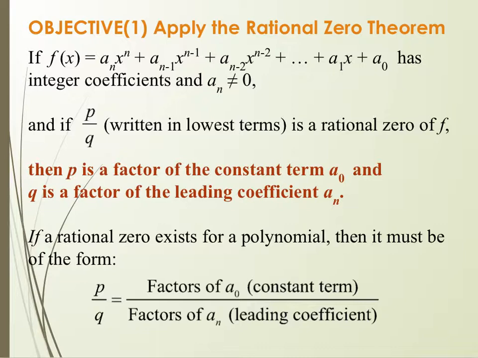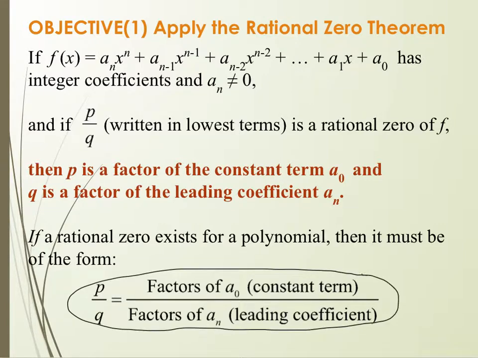then p is a factor of the constant term a_0, the last term, and q is a factor of the leading term a_n. If a rational zero exists for a polynomial, then it must be of the form p over q, which is the factors of the last term, divided by the factors of the leading coefficient.